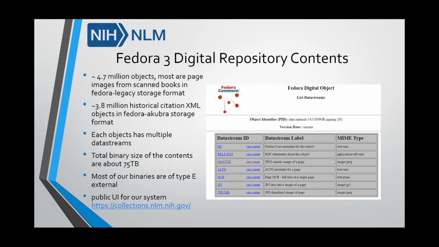Most of our binaries are type E external, and each object has multiple data streams. So our total binary size for all the contents runs about 75 terabytes. And I provided the link for our collections UI. As you can see on the screenshot here, it's just one of the page objects that we have, as well as the data stream that's associated with it.